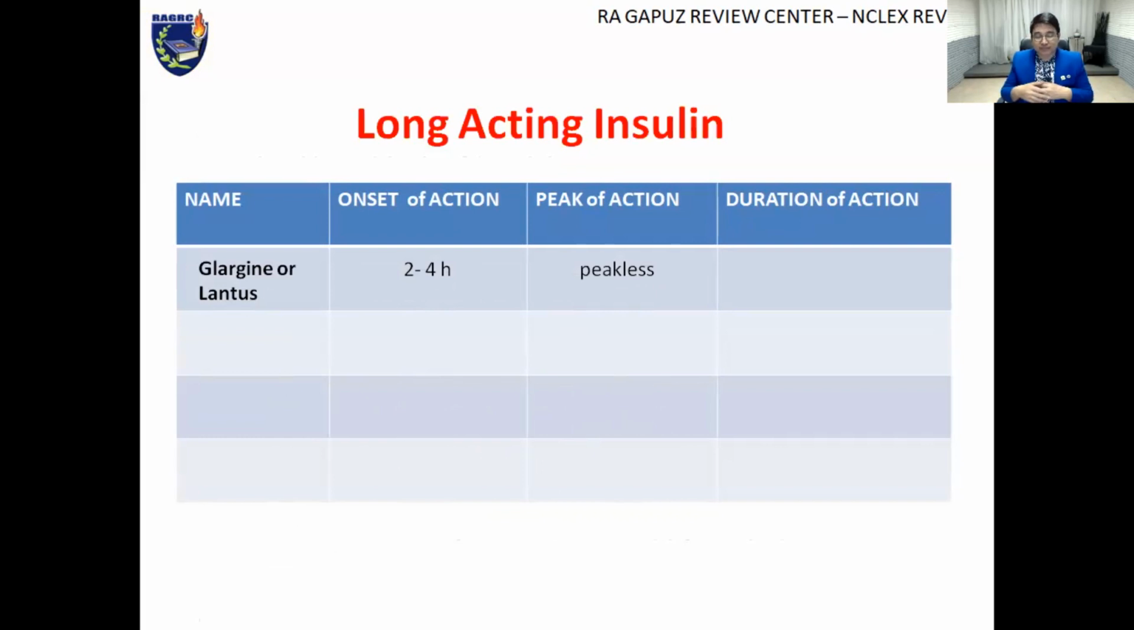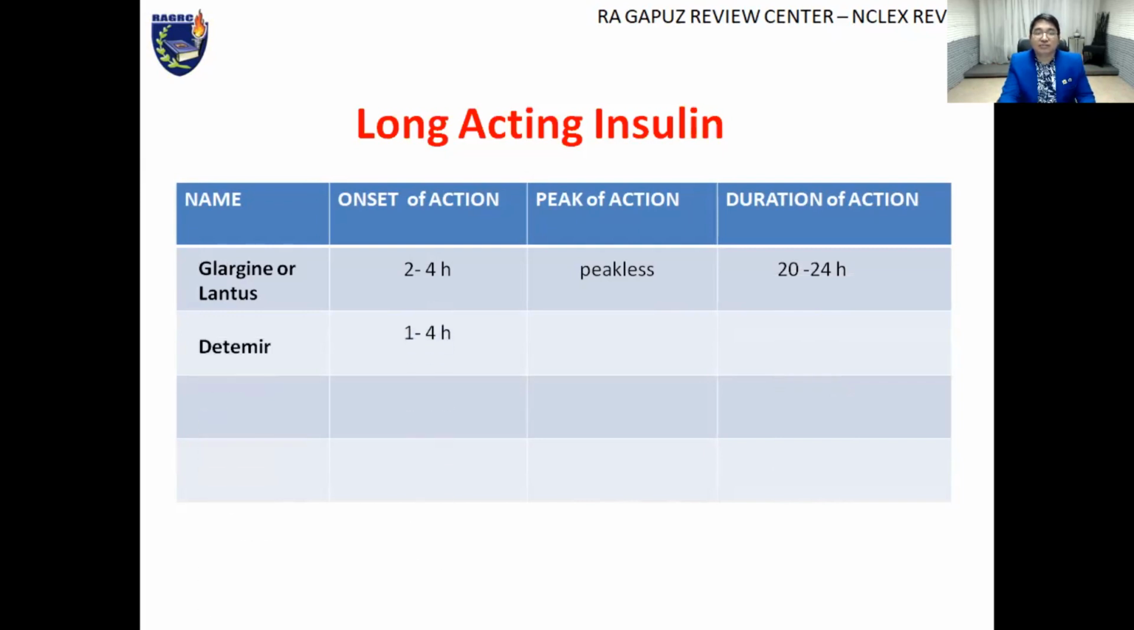So initially they thought that your long-acting insulins, for example Ultralente, may have a peak of action in 14 to 18 hours. But recent literature has identified that your long-acting insulin actually is peakless, okay? So in other words, the strength could be from the beginning of the onset of action until the duration of action. So it doesn't have a peak time, okay? And then the duration of action is usually 20 to 24 hours.